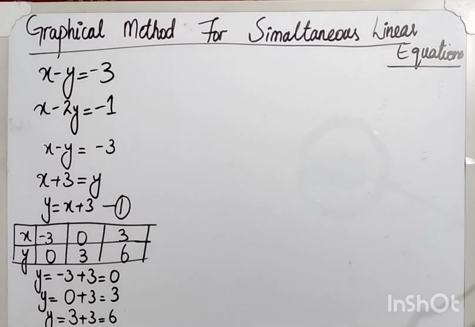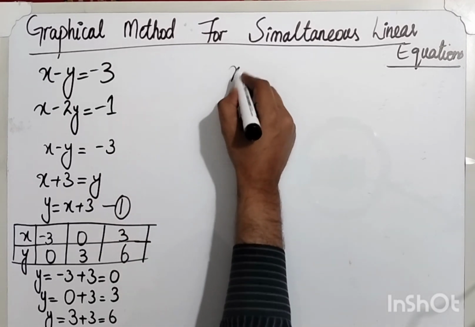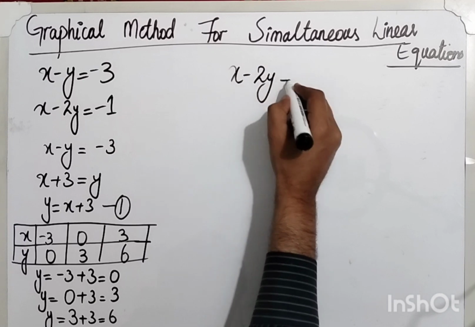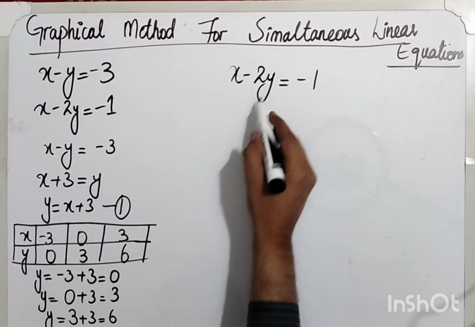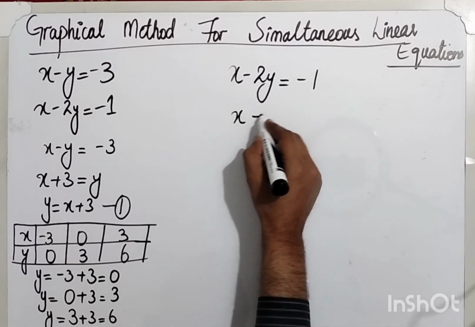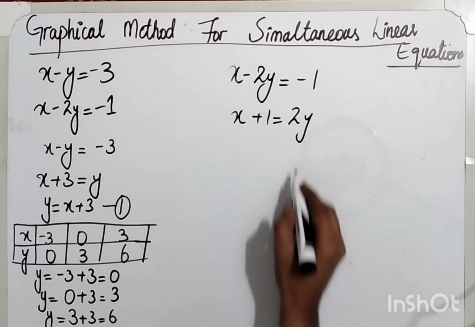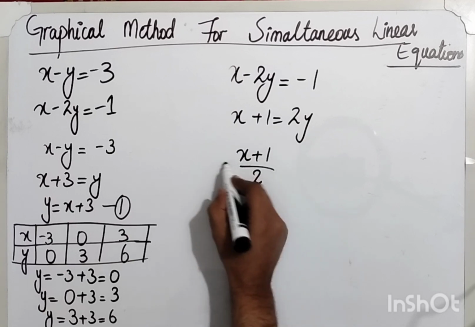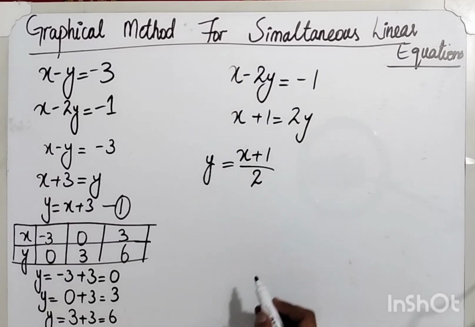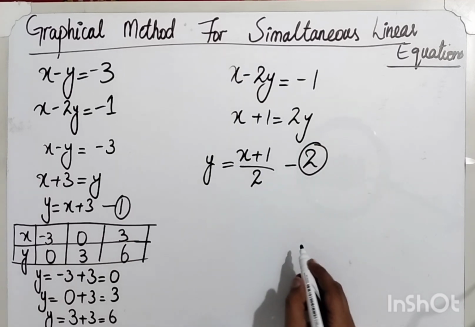Now I'm going to take the second equation, that is x minus 2y equals to negative 1, and first I'm going to separate the y variable from this equation. I'm bringing 1 on this side and taking 2y on this side to make it positive, and then 2 goes into divide from multiply. So we got the second equation as y equals to x plus 1 by 2.